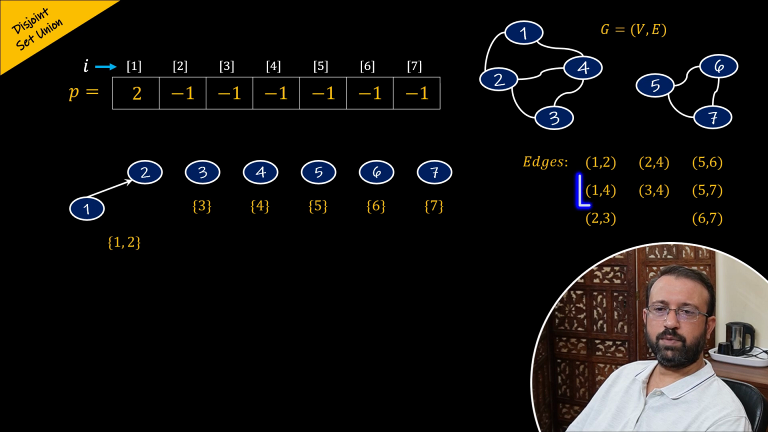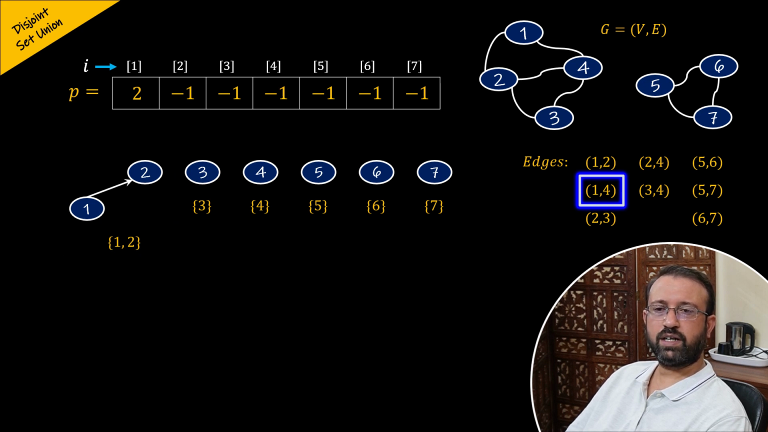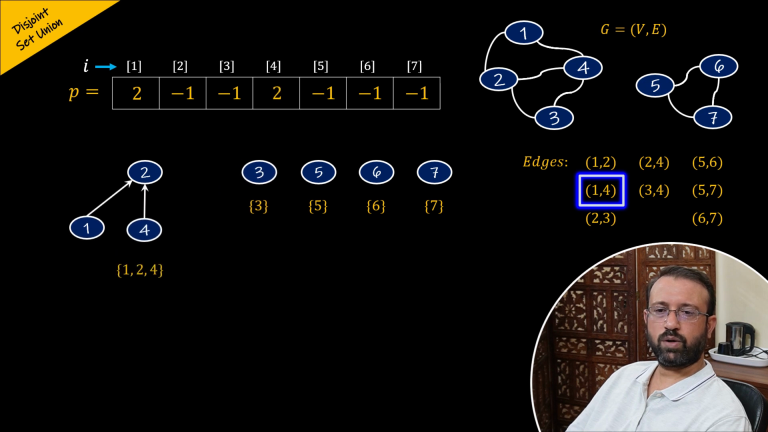Then we have an edge between vertex 1 and vertex 4. Vertex 1 belongs to set which contains 1 and 2, and vertex 4 belongs to set 4. So they are in different sets. Therefore, we will perform union of set which contains 1 and 2 and set 4. So now after the union operation, vertices 1, 2 and 4 will be in the same set.